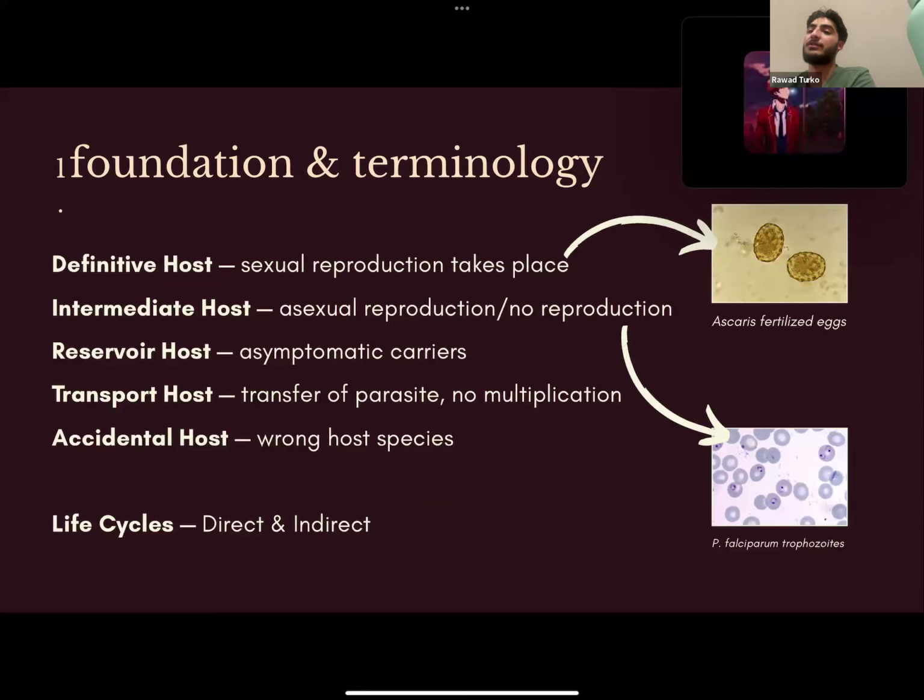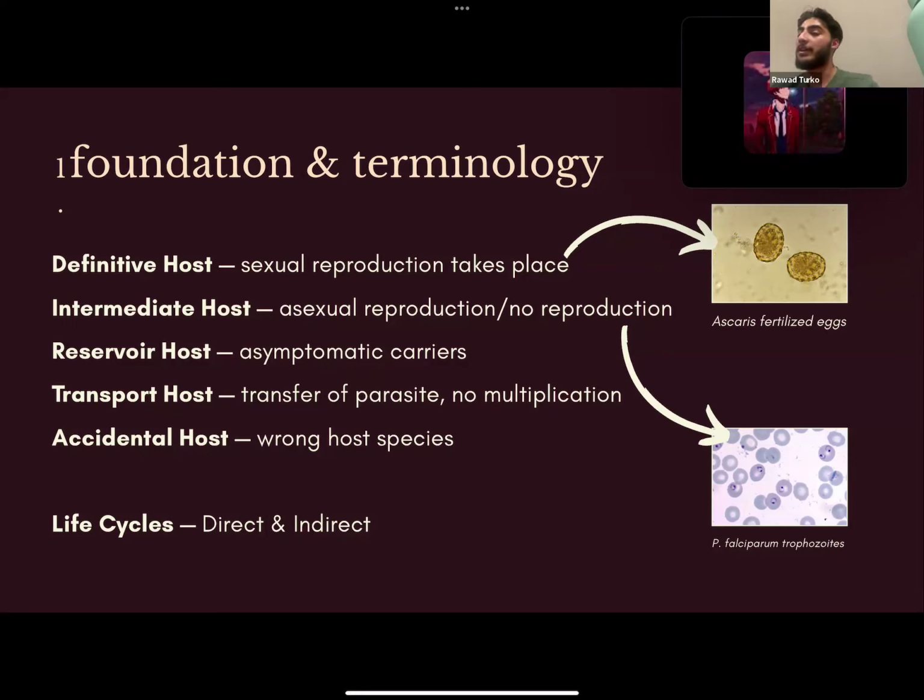Okay, now getting into hosts. So we have the definitive hosts. Now this is the host where the sexual reproduction takes place. The intermediate host is the host in where asexual reproduction takes place or no reproduction at all. So for example, we know that we have a parasite. A parasite can basically reproduce either sexually, that's through sporozoites or male, female gametes and all those types of things, or it can reproduce asexually, either through budding or by binary fission, stuff like that. So your intermediate hosts are where you're going to find your asexual reproduction.